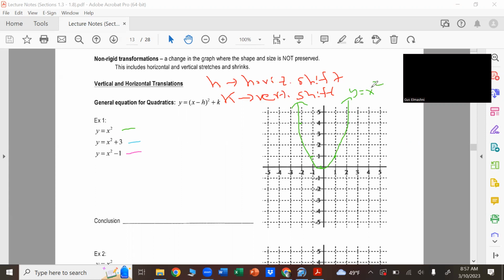Okay, Y equals X squared. Is that right? Now, that's pretty simple. The first one I just did. What about X squared plus 3? Do 3 up. Exactly. So in this case, you're going to go 3 up. So you just do this. That's Y equals X squared plus 3. And then what do you think I do for the pink one?